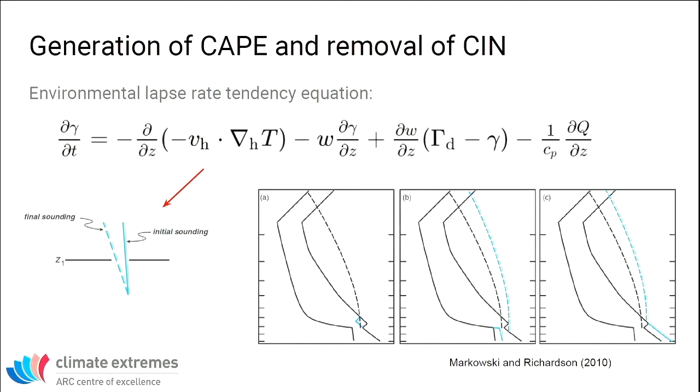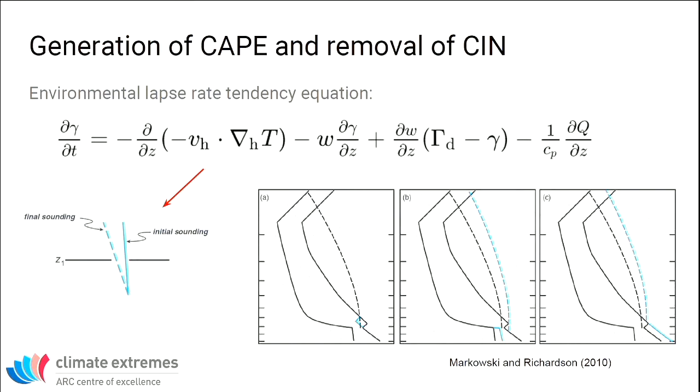Okay, then, so then we need to think about processes. How does the environment actually create CAPE, and how does it destroy CIN? Because that's what we need if we're going to get storms. So there's a few things here. I don't really want to go through this equation in any detail. Essentially you can take your temperature equation and manipulate it in such a way that you get an equation for how the environmental lapse rate, which I represented here by a small letter gamma, changes with time. And this is really critical for how an environment becomes conducive to convection. And there's lots of different terms in that.